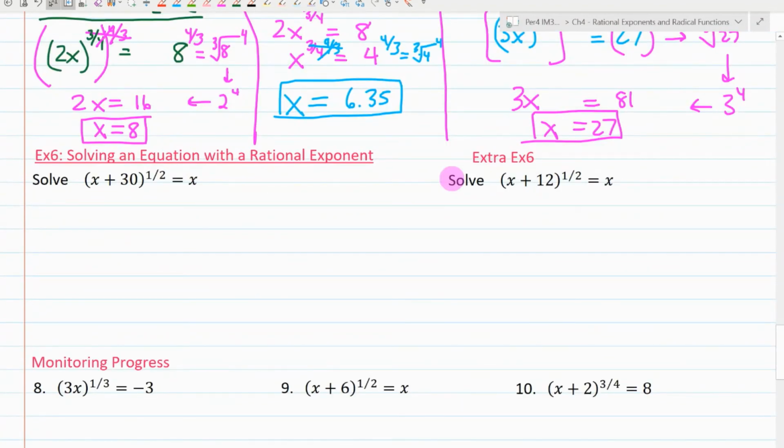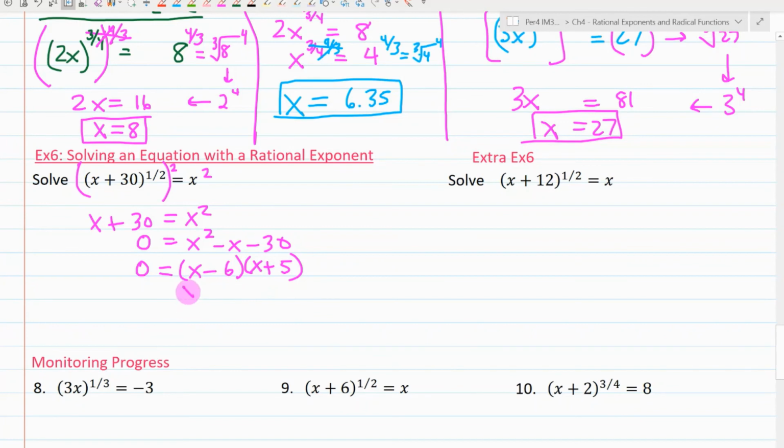All right, for the next one, the exponent applies to this whole thing. So I'm going to raise each side to the reciprocal of 1/2, which is 2, or 2 over 1. So that gives me x plus 30 is equal to x squared. So now I have to set this equal to 0. Subtract the x, subtract the 30 over to the other side because you want your x squared to be positive. And this will be x minus 6 and x plus 5. X equals 6, x equals -5.